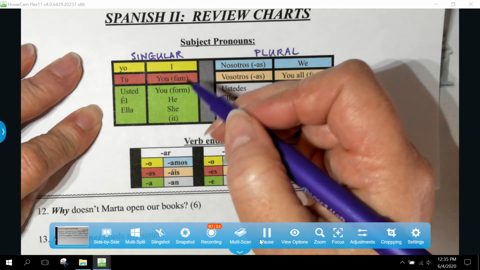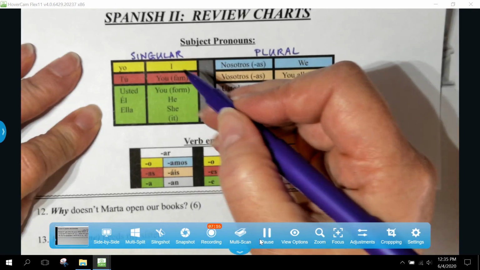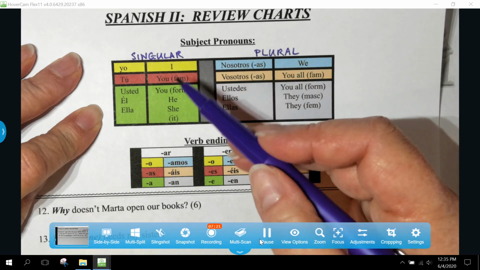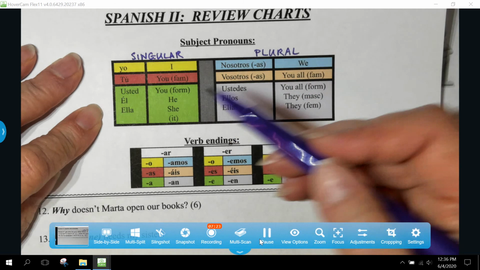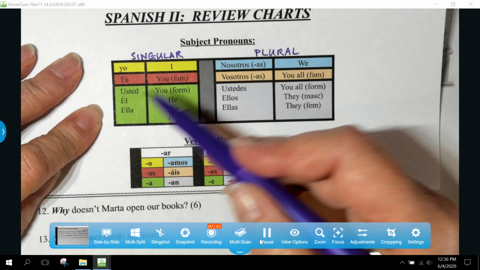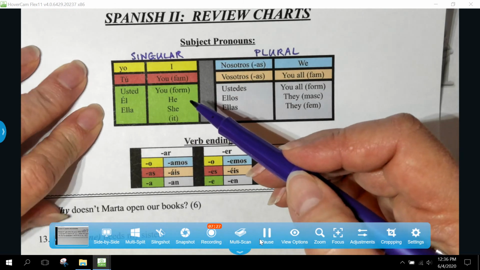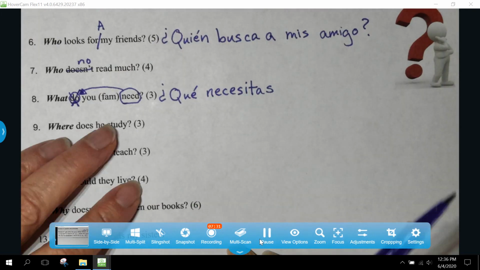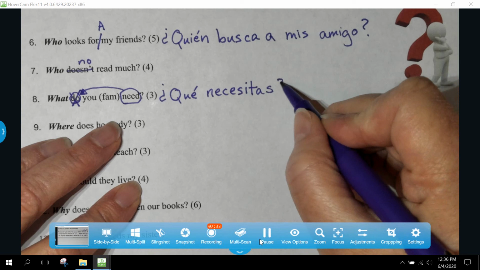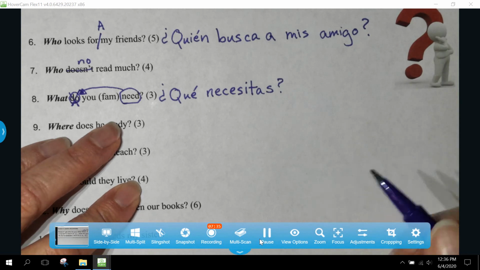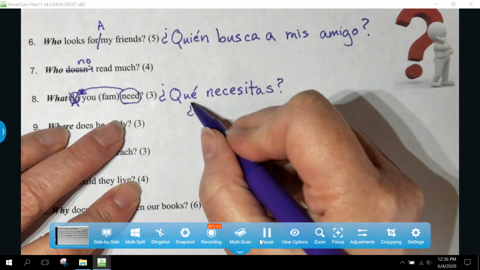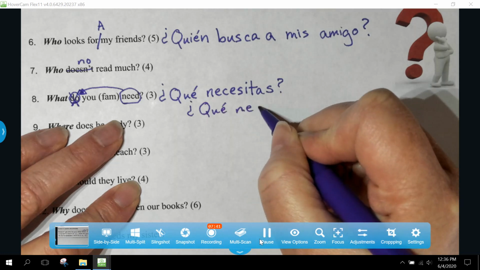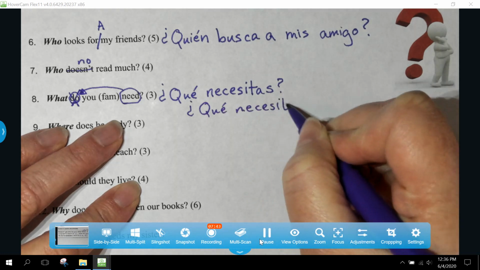If I say necesito, I know it's I need. If I say necesitas, I know it's you need. There's no other option. But if I say necesita, I don't know which one it is. So I have to put in my subject. So we go back, que necesitas. You could do it just like that and leave it alone. Or, if you wanted to, you could say instead, que necesitas tú.